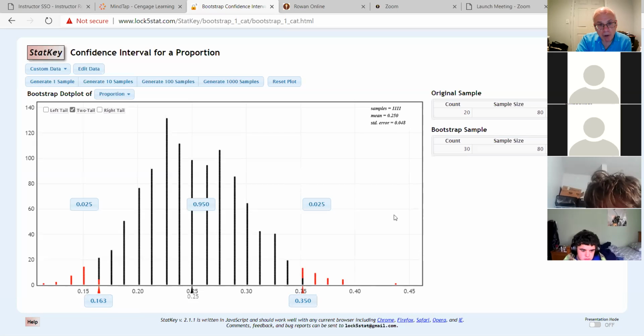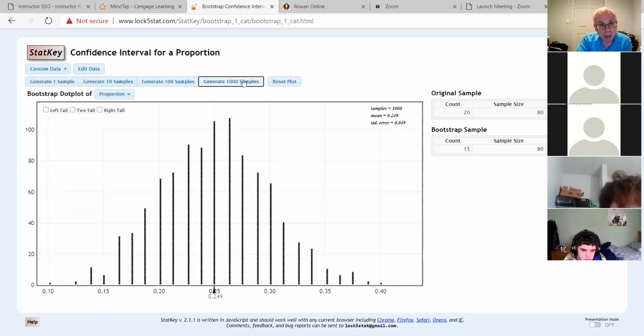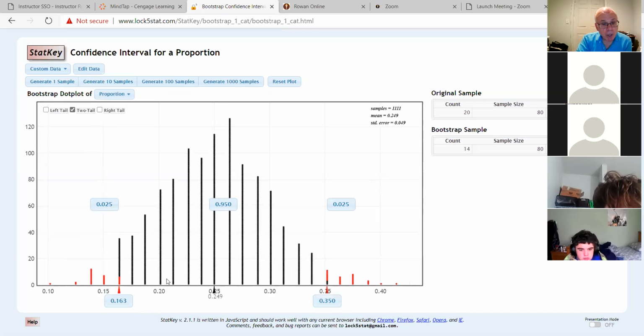Now, if I repeated this process, by the way, and if you just remember these numbers, 0.163 and 0.35, if I reset the plot, I can start all over again. Reset it. And I'm going to do 1,000, right? 111. And click the two tail button. And I'm going to get, now what were the numbers before? Was it 0.163 and 0.35? Was it exactly that? Or is it something different?